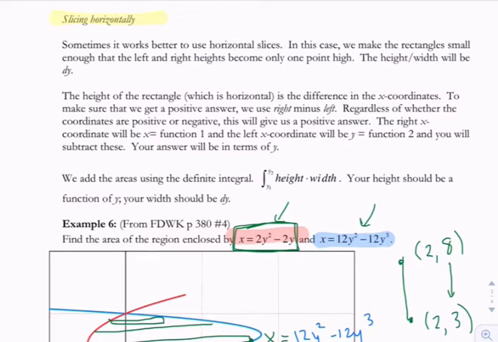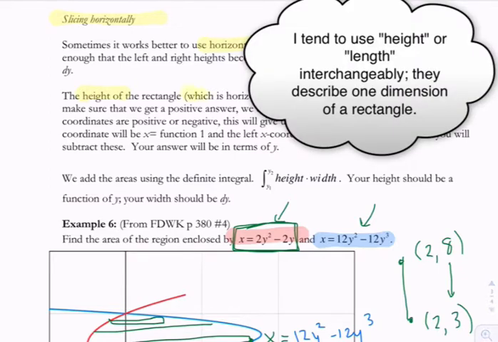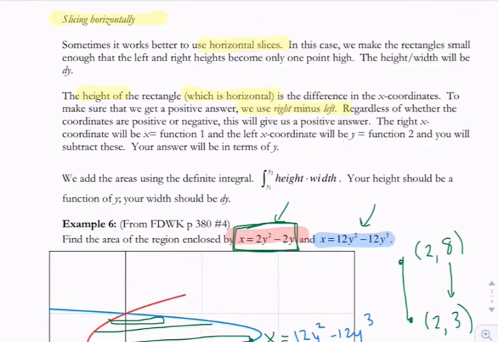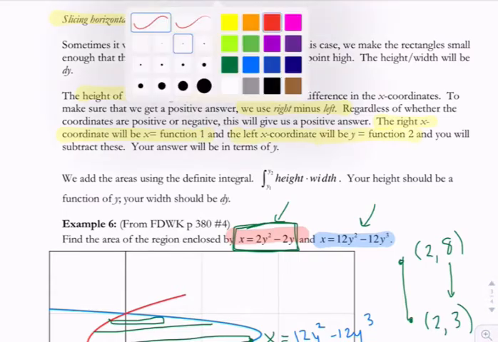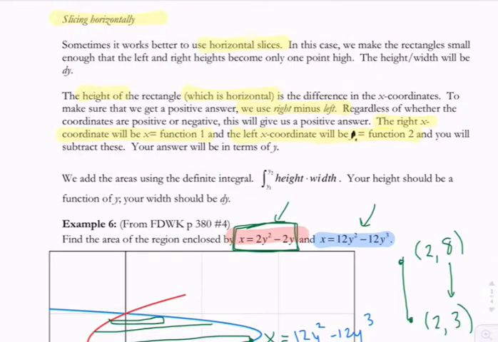So up here it says you're going to use horizontal slices. The height of the rectangle, which is horizontal, we're going to use the right minus the left. The right-hand x-coordinate is x equals 1 function. The left x-coordinate is, that's a typo. The left x-coordinate will be x equals a different function, and then you're going to subtract those.